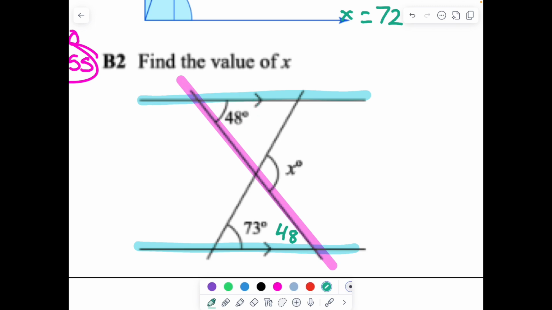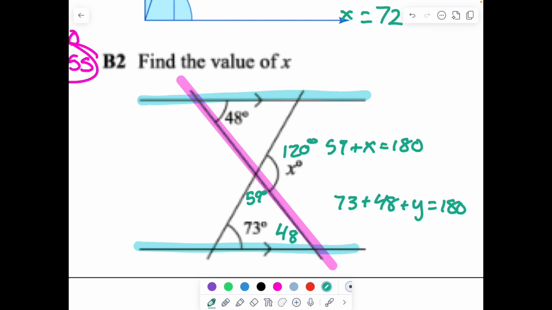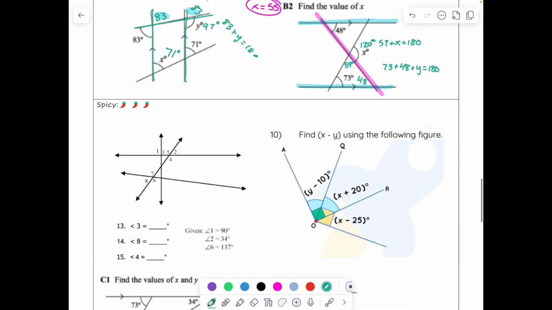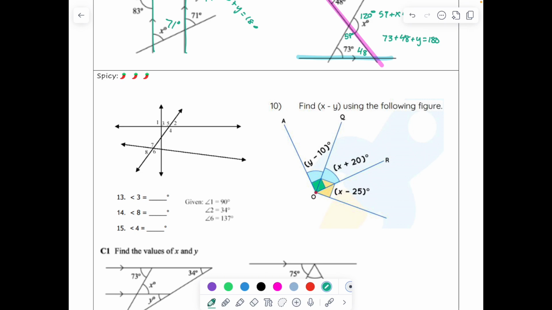So that's also 48. And then this angle, 73 plus 48, let's call this y plus y, should add up to 180. So that is going to be 59. Okay, that makes a straight line with x. So 59 plus x should be 180. So x is 121. There's a couple different ways you could have solved that one, but that's just one way. And then on to the spicy.